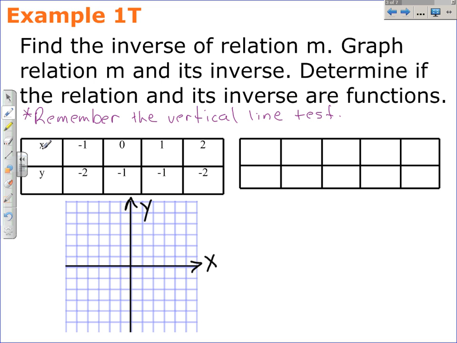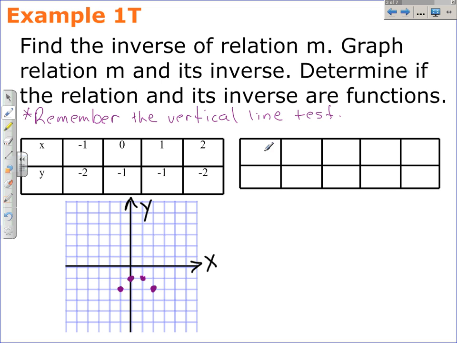Here, we have the relation M. We have sets of ordered pairs. First ordered pair would be -1, -2. The second ordered pair would be 0 and -1. So x is 0, y is -1. Third ordered pair is 1, -1. And the last ordered pair is 2, -2. So that's our original function.